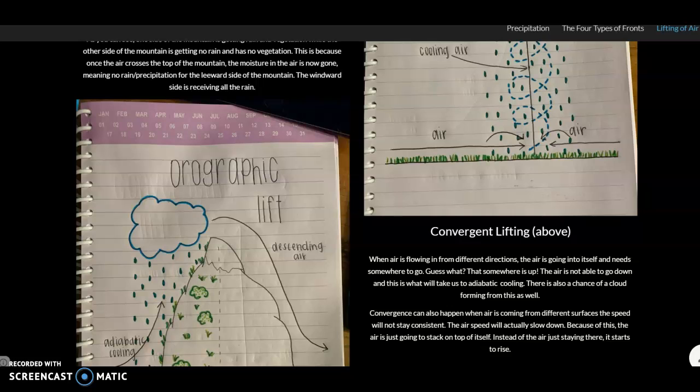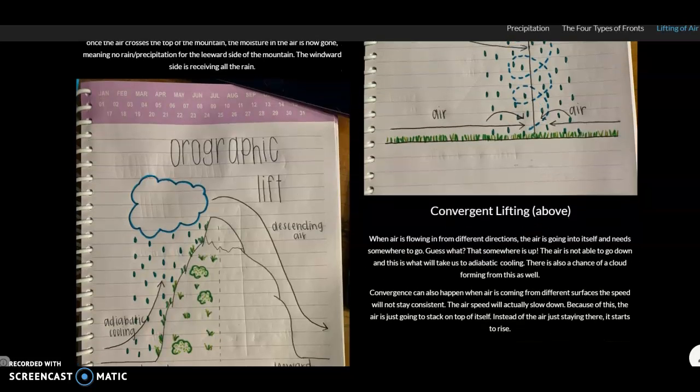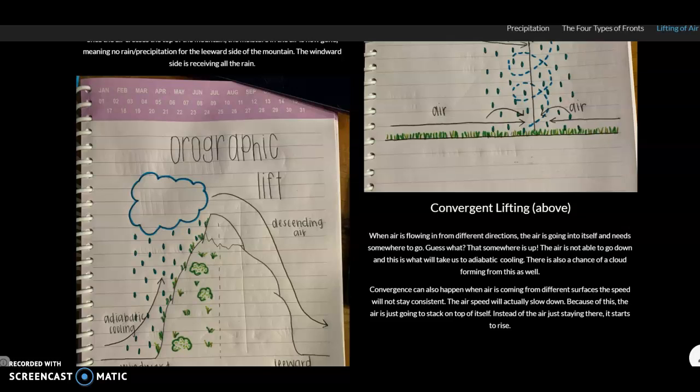And this I saw in the textbook, that there's also a chance of a cloud forming from all of this. Convergence can also happen when air is coming from different surfaces, so it will not be staying consistent. The airspeed will actually slow down. This means that the air is just going to keep stacking on top of itself. So instead of just staying there, it starts to rise up.